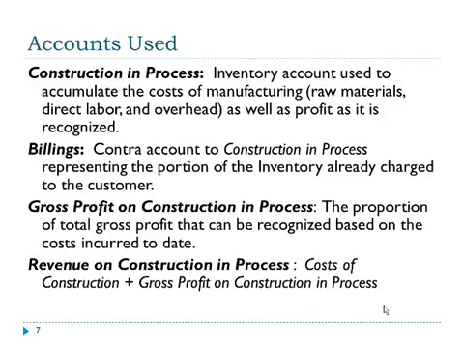The third distinctive account is gross profit on construction in process. Gross profit on construction in process is calculated at the end of each period, the proportion of total gross profit that can be recognized based on the costs incurred to date. This is the amount that's recognized on the income statement and that increases the inventory account. Revenue on construction in process is a derivative figure. When we add together the costs of construction plus the gross profit, we calculate what revenue is going to be.